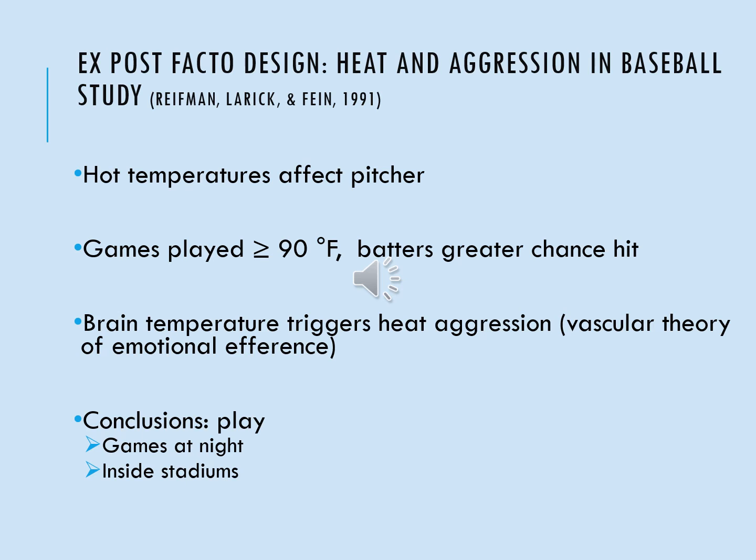We want to come up with a solution to this issue, right? Basically, we're going to play games at night where the temperature is naturally cooler, or we're going to play inside stadiums where we can do temperature control. So it's ex post facto because we looked at a variety of factors that may affect the batters getting hit by the ball, right? Then we're only looking at the outcome. We didn't do a pretest to gauge aggression or anything like that. So we're looking at a variety of factors, and there's no pretest. Does that make sense?